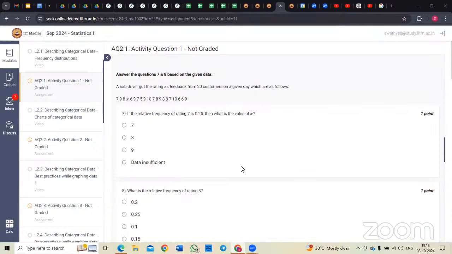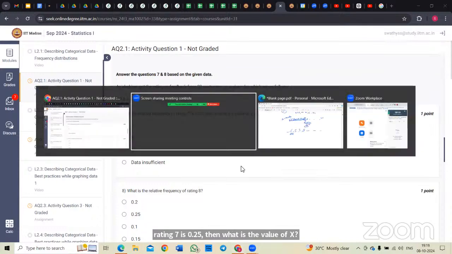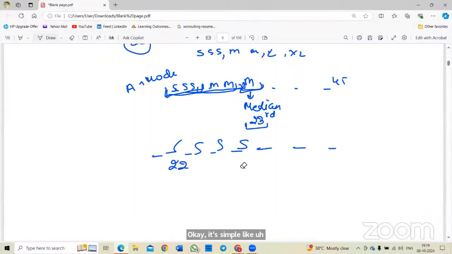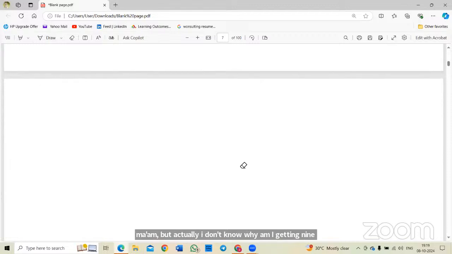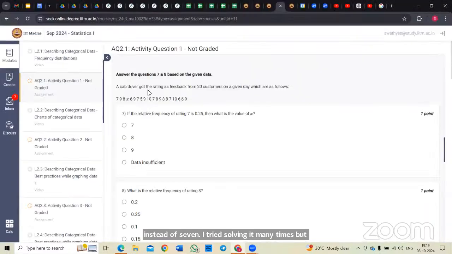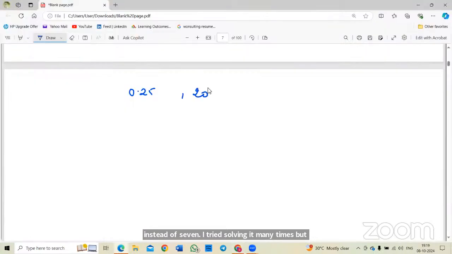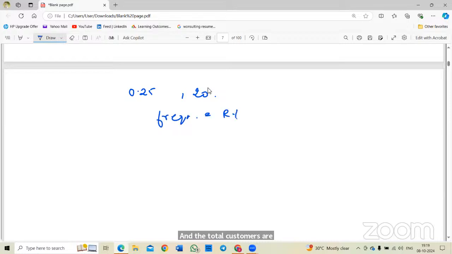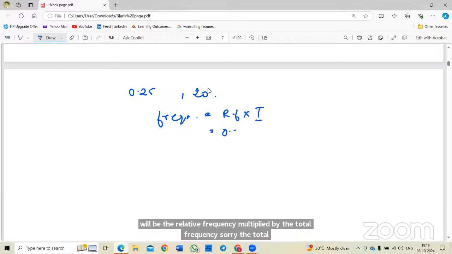Question number 7. If the relative frequency of rating 7 is 0.25, then what is the value of X? Okay, it's simple. Yes, ma'am, but I don't know why I am getting 9 instead of 7. I tried solving it many times, but see, the relative frequency of 7 is given as 0.25, and the total customers are 20. So first of all, we can calculate the frequency, which will be the relative frequency multiplied by the total, so 0.25 multiplied by 20, which will be 5.